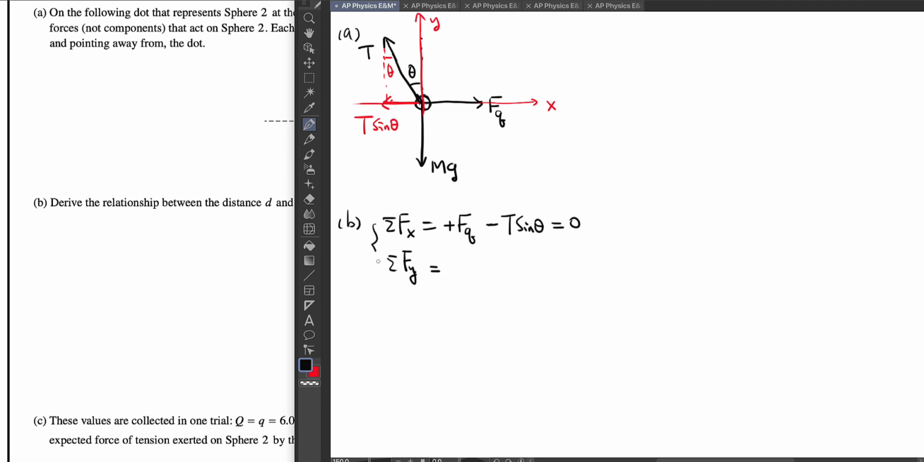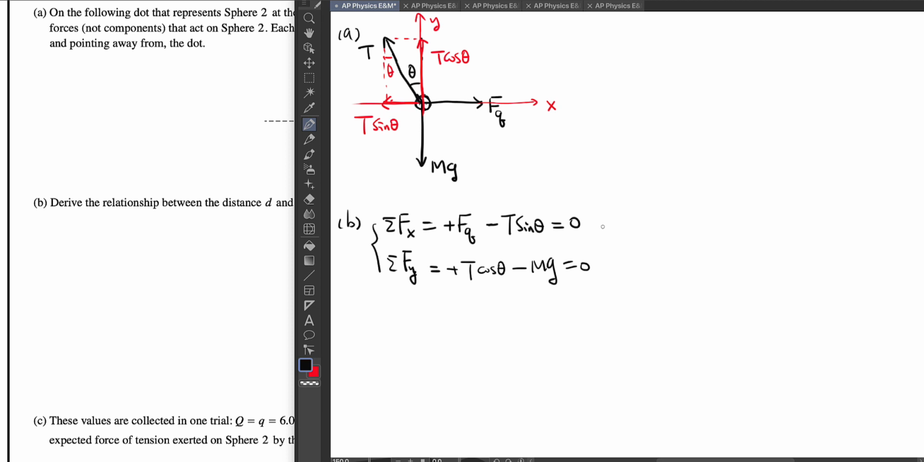Now in the y direction, we have a similar equilibrium condition. So let's write down net force equals 0. In this direction, let's decompose the tension force into this direction. So that's T cosine theta, and that is the positive direction. So positive T cosine theta. The gravity is negative mg, equals 0.